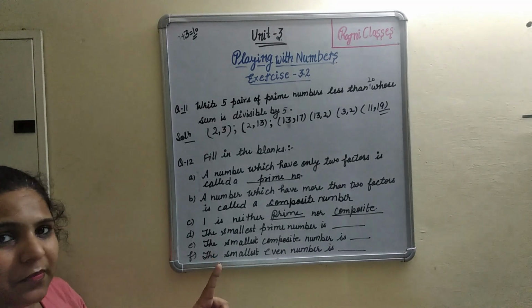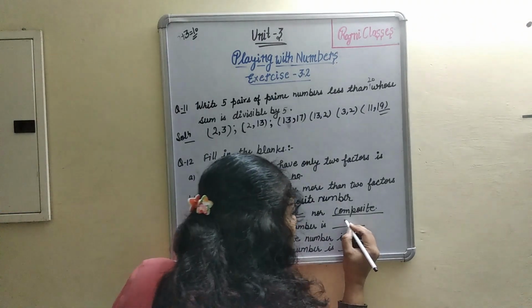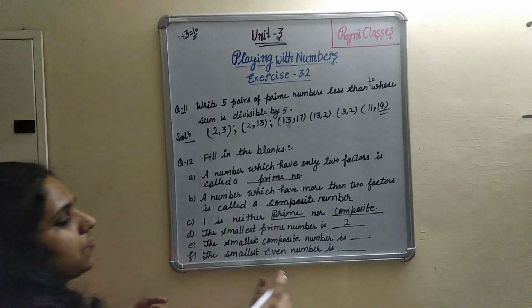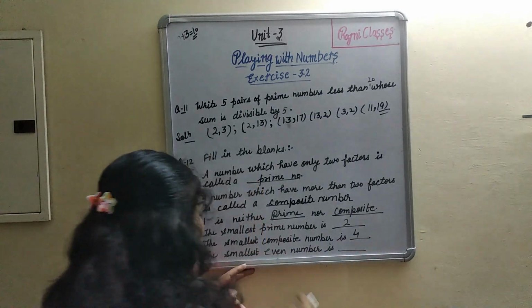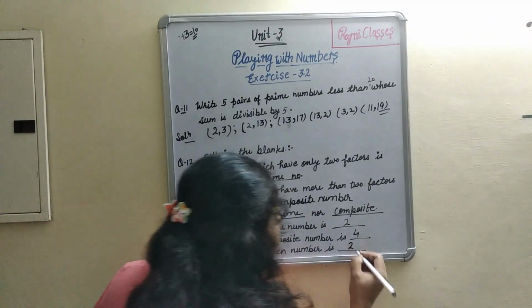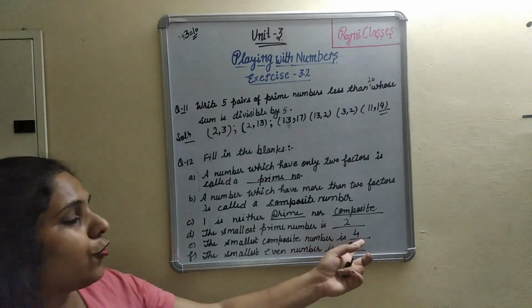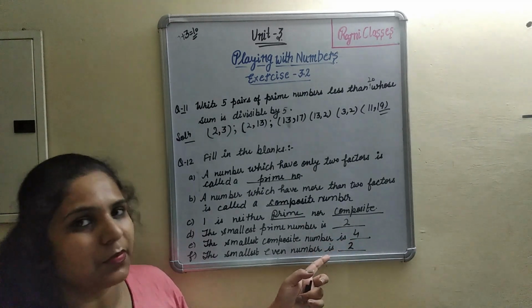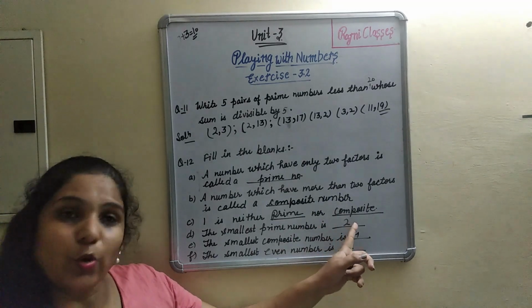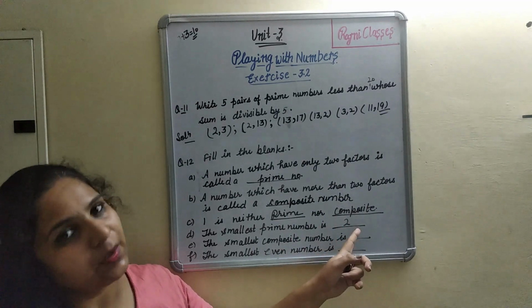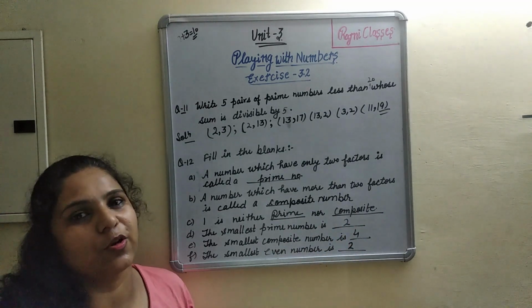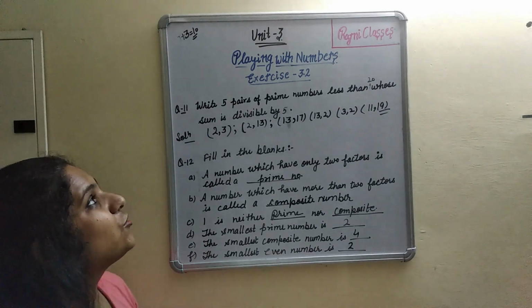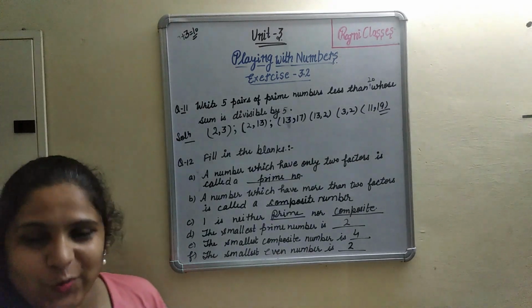The smallest prime number is 2. The smallest composite number is 4, and the smallest even number is again 2. Why did 4 come here? 1 is a unique number, neither prime nor composite. 2 is a prime number, 3 again a prime number, and 4 is the smallest composite number. And this completes your exercise 3.2.